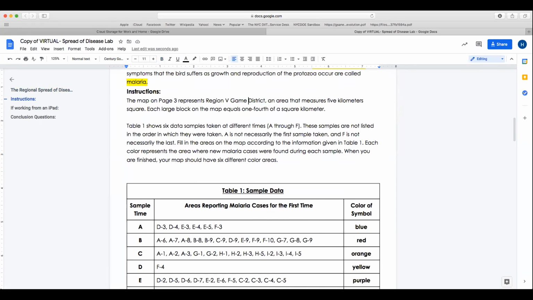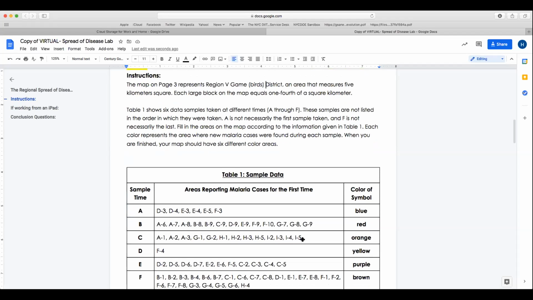This word game is just talking about, again, places where birds are found, typically places where birds are going to be hunted. So game is another word to describe birds that are being hunted. Okay, so each large block on the map equals 1/4 of a square kilometer.